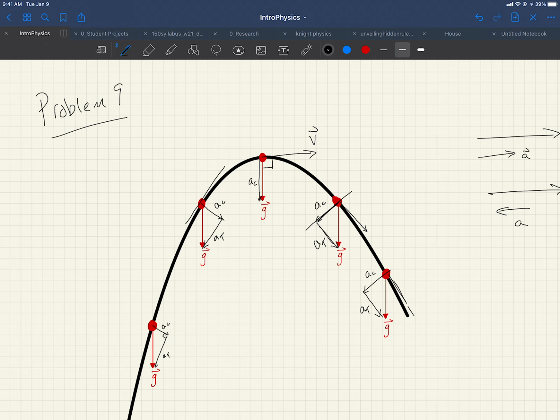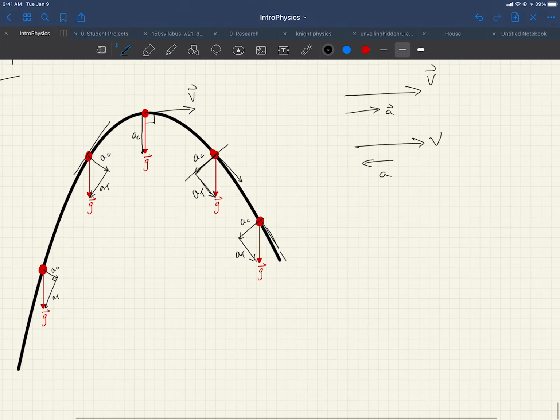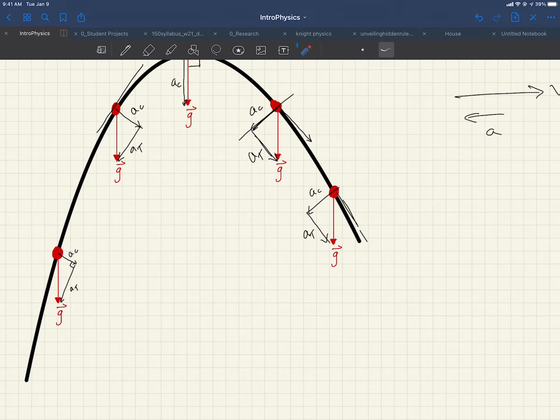Part F says if AC is centripetal acceleration and AT is tangential, what is the magnitude of the acceleration in terms of AC and AT? How is the magnitude related to G? And is the magnitude the same at all points? So the question is, how do these components relate to G, or the total acceleration?